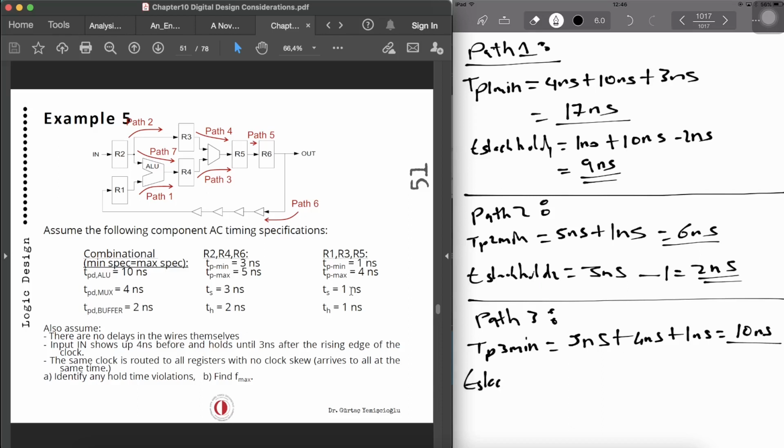Then the T slack hold 3 is going to be TP min of R4, which is 3 nanoseconds, plus the multiplexer, 4 nanoseconds, minus the hold time of R5, which is 1 nanosecond. So this is going to be 7 minus 1, 6 nanoseconds that we have got. So that's path 3.